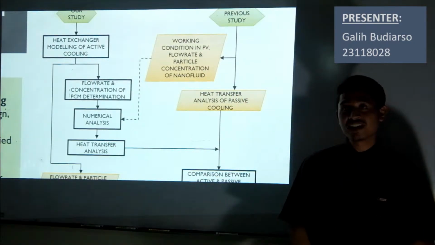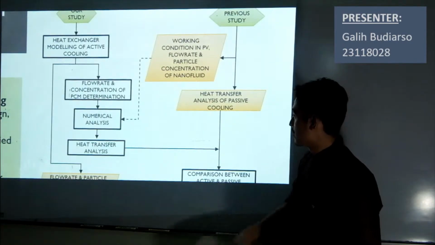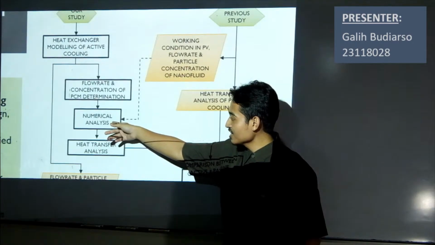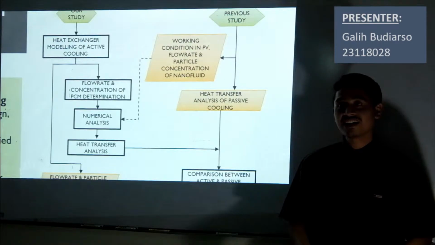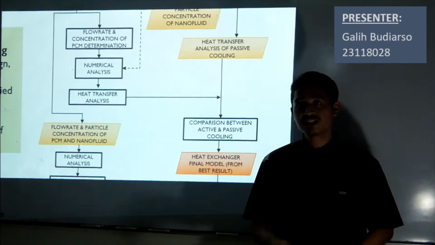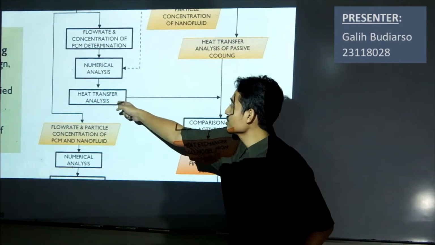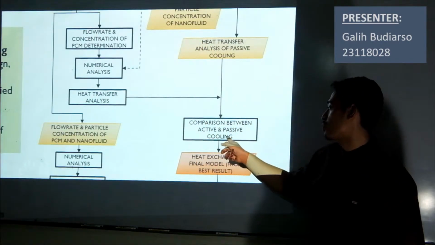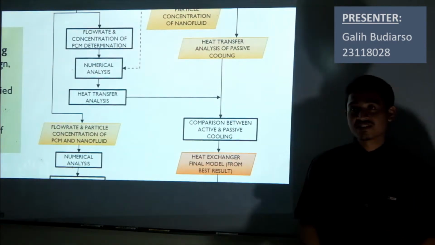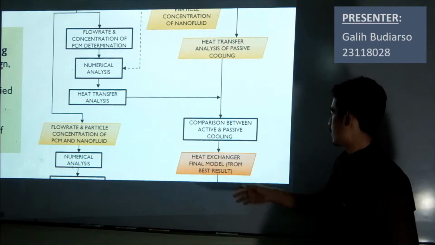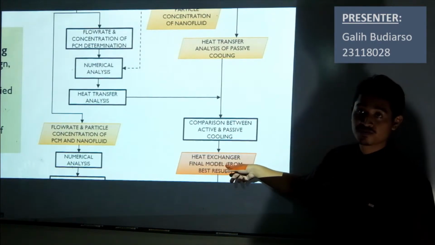The result of the numerical analysis will proceed to obtain the analysis of the heat transfer that occurred. So from the numerical analysis, we do the next step, heat transfer analysis. The result of the analysis will be compared with the result of heat transfer from the passive cooling system. So we compare this result from here and here by doing this box. From the result of this comparison, we can decide the most optimum cooling system. So by doing this comparison, we get this box.